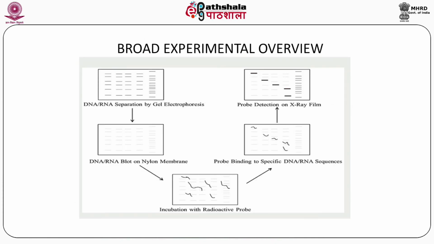This is the broad experimental overview. You have a protein, a DNA or an RNA, and the first step in all these blotting techniques is that we need to run them through a gel, which is known as gel electrophoresis. In this gel electrophoresis, you take the molecule of interest, DNA, RNA or protein, and load it on an acrylamide gel.